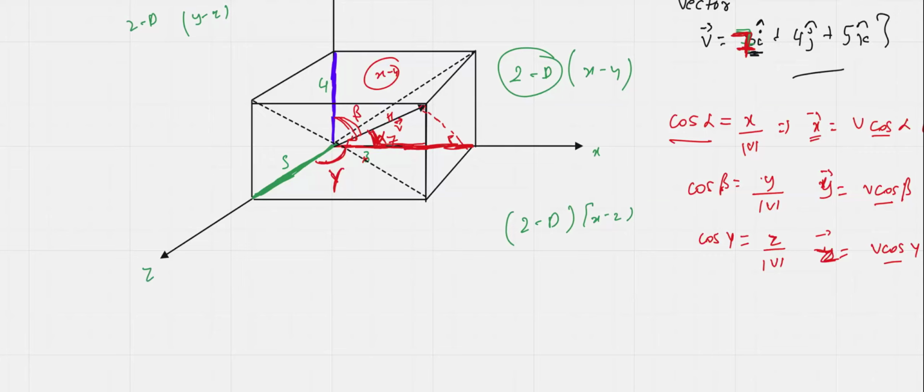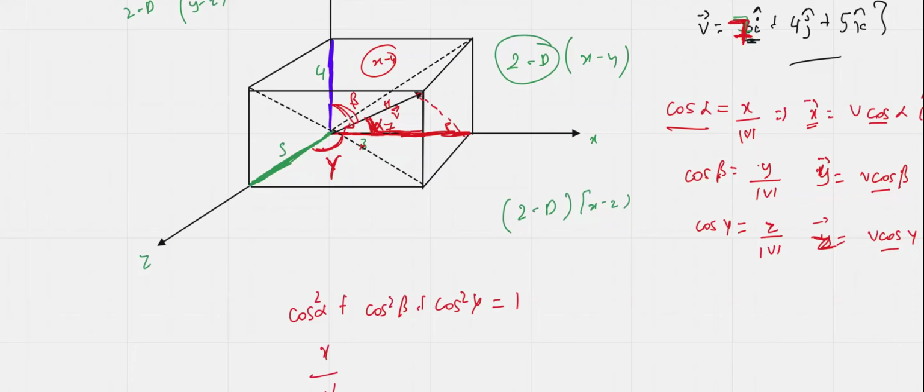One more thing. If I ask you what is the resultant of all these vectors, the resultant will come out of this itself, right? How it comes out is if I calculate cos square alpha plus cos square beta plus cos square gamma, the resultant is one. Why is the resultant one? You can put the values. What you are going to get is x square by v square plus y square by v square plus z square by v square. This comes out as x square plus y square plus z square, whole divided by v square.